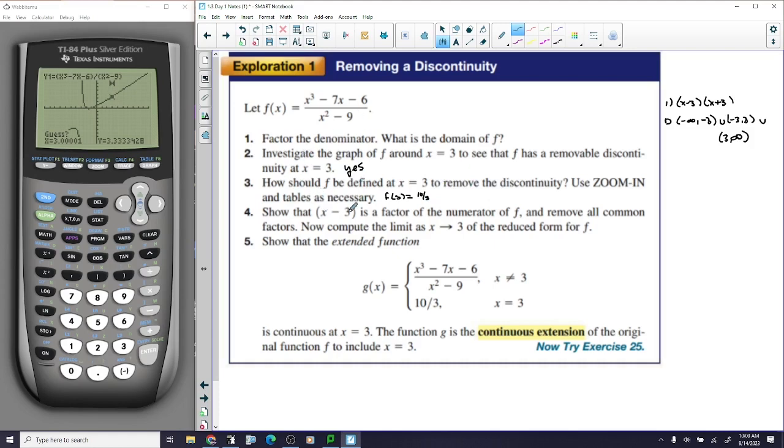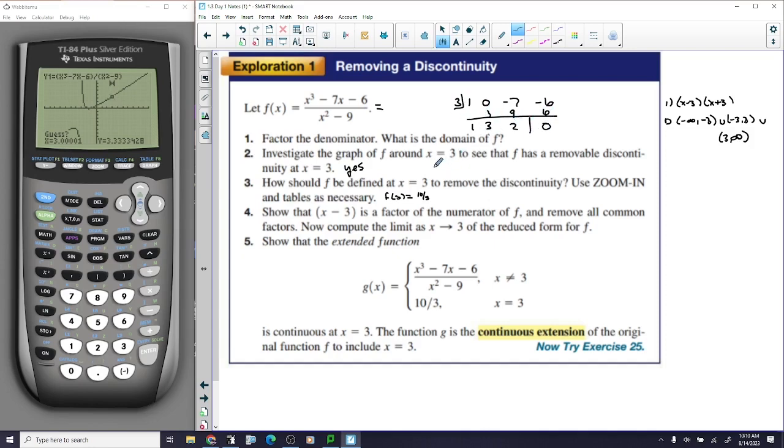Show that x minus 3 is a factor of the numerator of f and remove all common factors. Now compute the limit as x approaches 3 of the reduced form of f. So here's what it's asking us to do. We've got to show that x minus 3 is a factor of the numerator. So let's do this synthetically. 3, we've got 1, 0, negative 7, negative 6. So bring down the first, multiply, add, multiply, add, multiply, add. So it is a factor of the numerator.